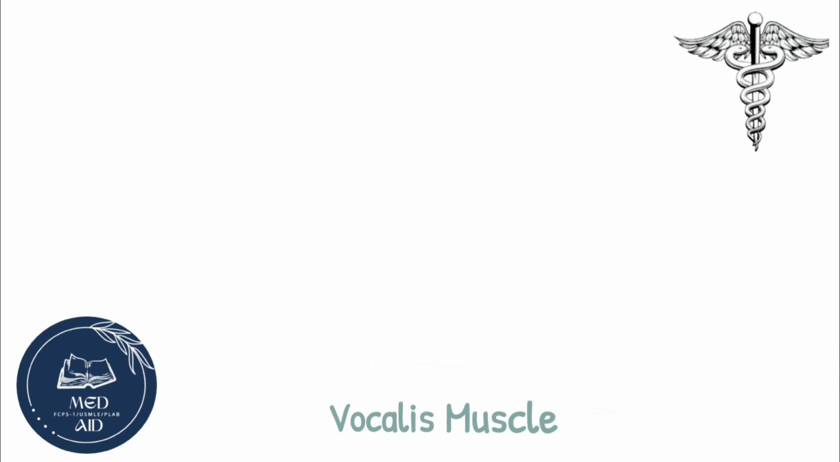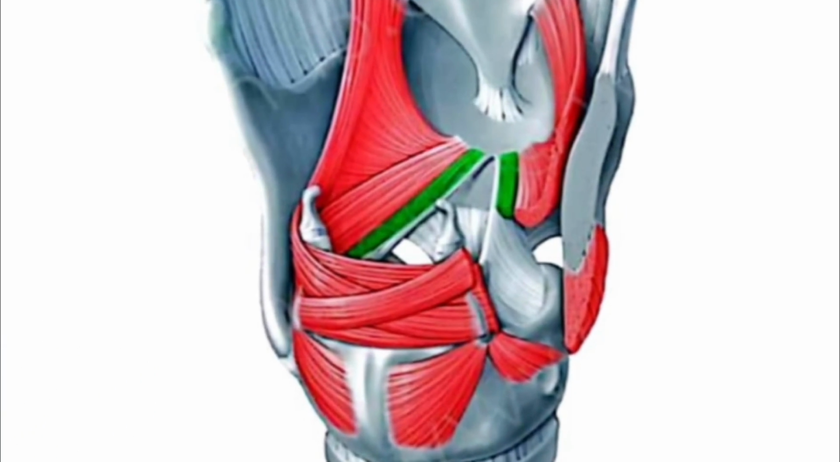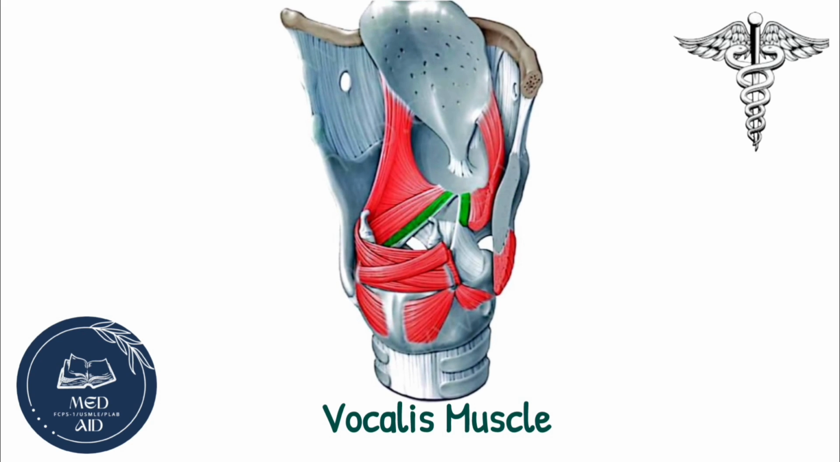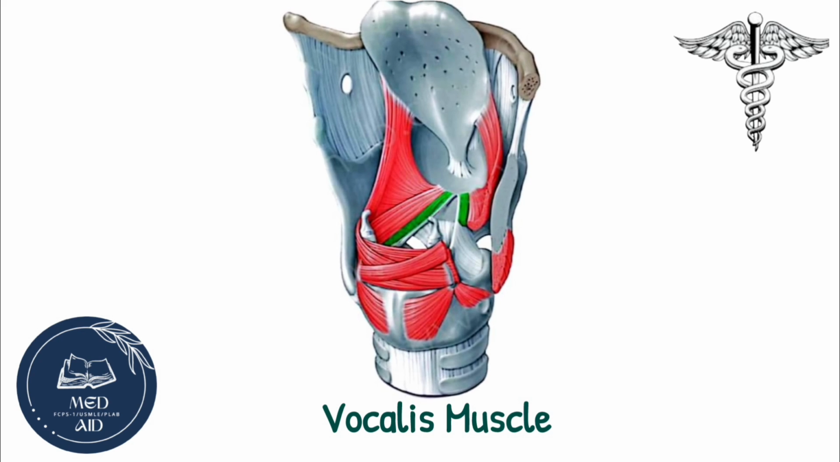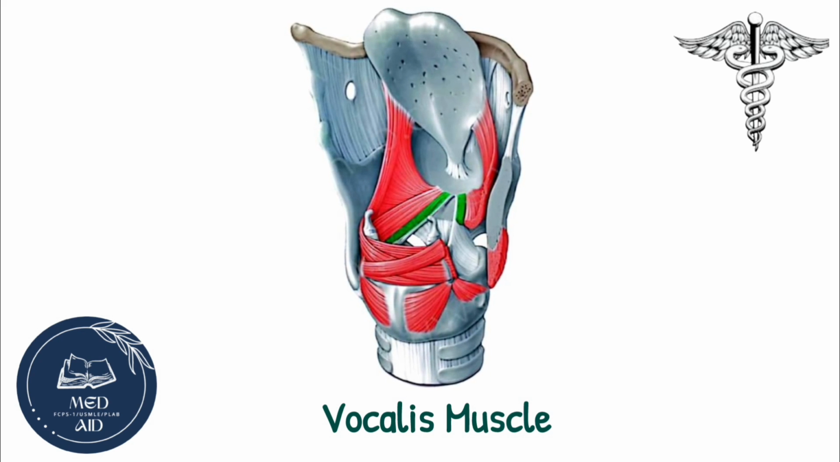The vocalis muscle, also known as the thyrovocalis muscle, shown in the green color in this picture, is a part of the thyroarytenoid muscle located in the larynx. It is responsible for controlling the tension of the vocal cords, which allows for the production of sound during speech and singing.